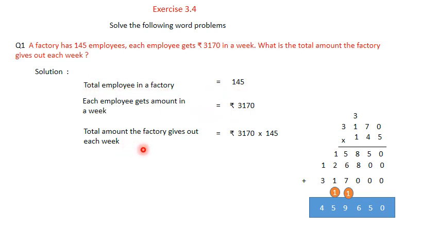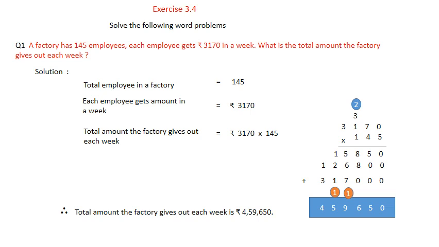So student, after completing this, first we have written the given, then what to find out, then we have done the calculation, and finally you have to write down the final answer. So what is your final answer? Therefore, the total amount the factory gives out each week is rupees 4,59,650. Student, copy down this same question in your notebook. You can start writing with me also.